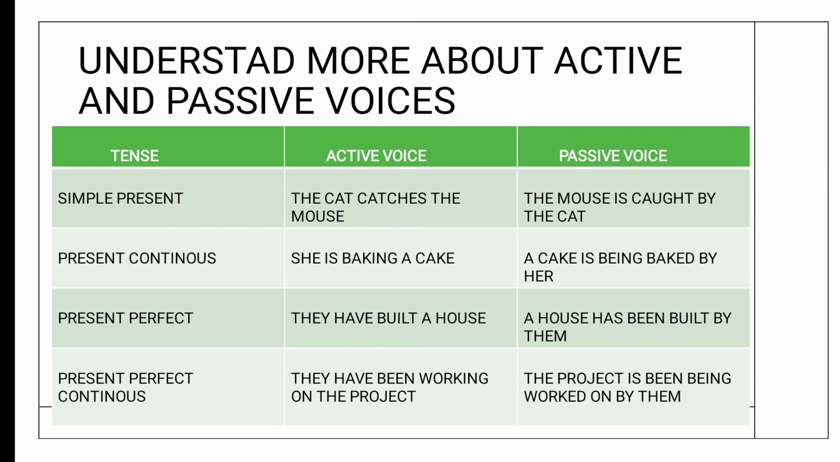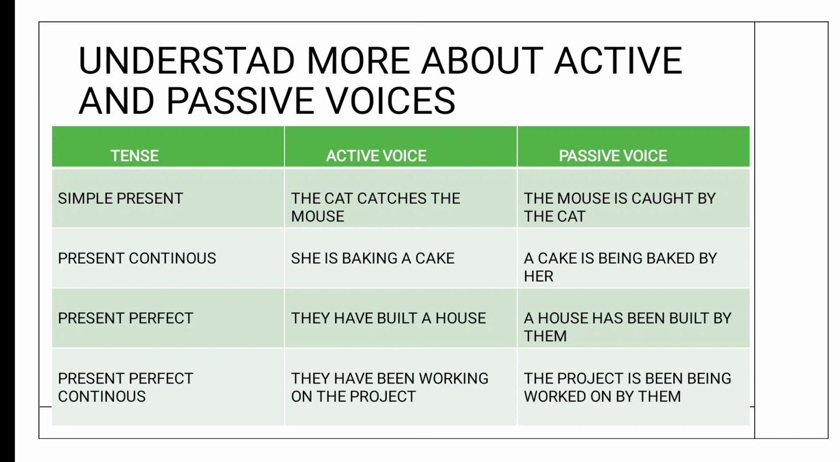What are the be forms of present perfect tense? Has or have. Because a house is a singular noun, we are using has after that. A house has been. When we are converting a present perfect active voice to the passive voice, we have to add been after the be form. Okay, has been. Next, we already get the V3 form of the verb here, built. So it will be the same, built by them.